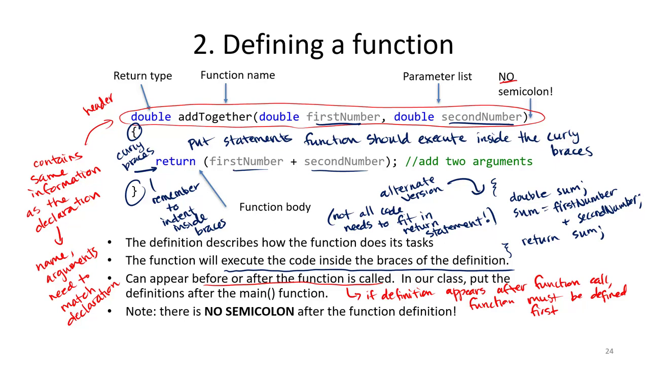And in our class, we follow the convention that for now we are going to put all the function definitions after the main function. So we put our declaration first, we have our main function, then we put function definitions after. And remember, notice there is no semicolon after the parentheses in the function definition.